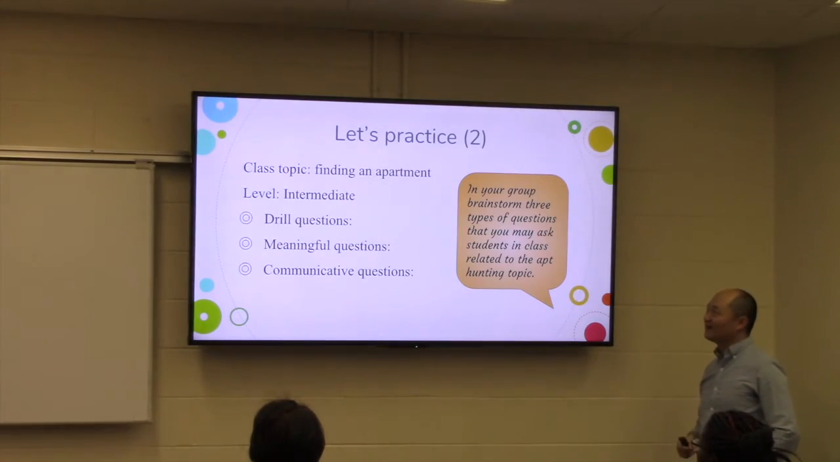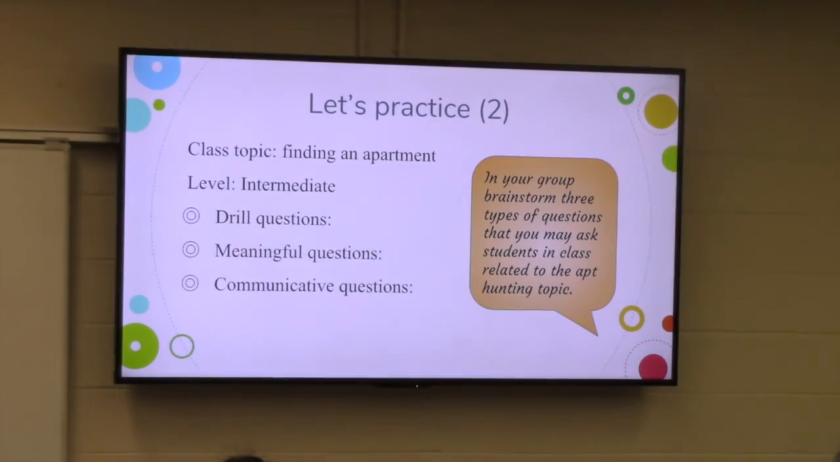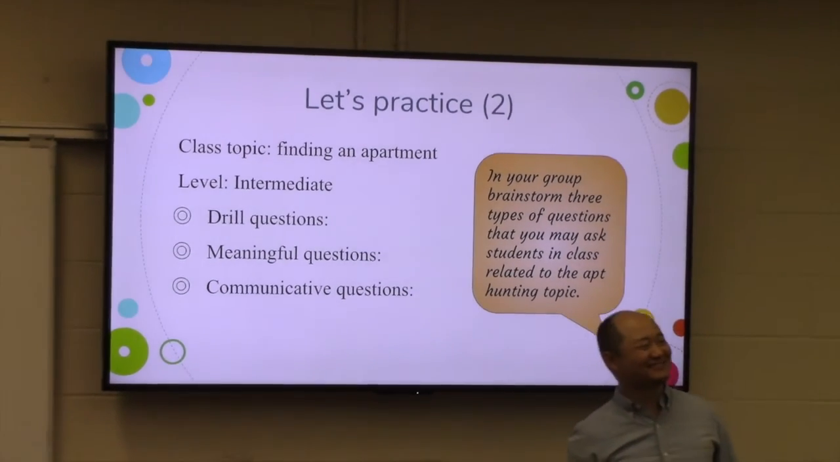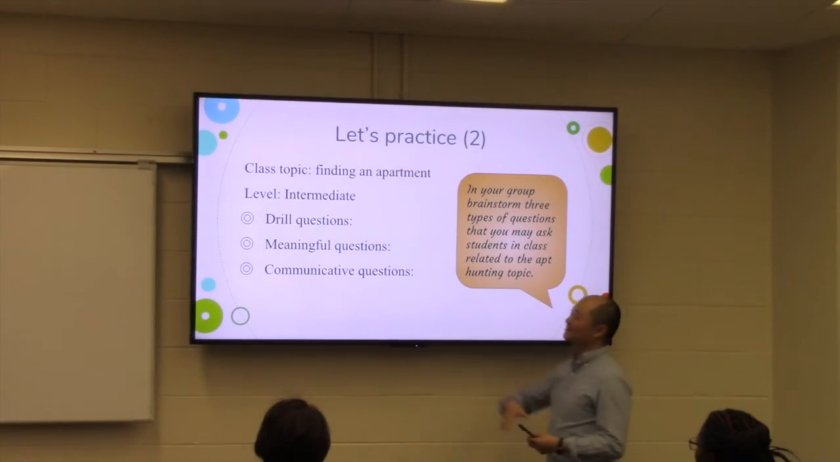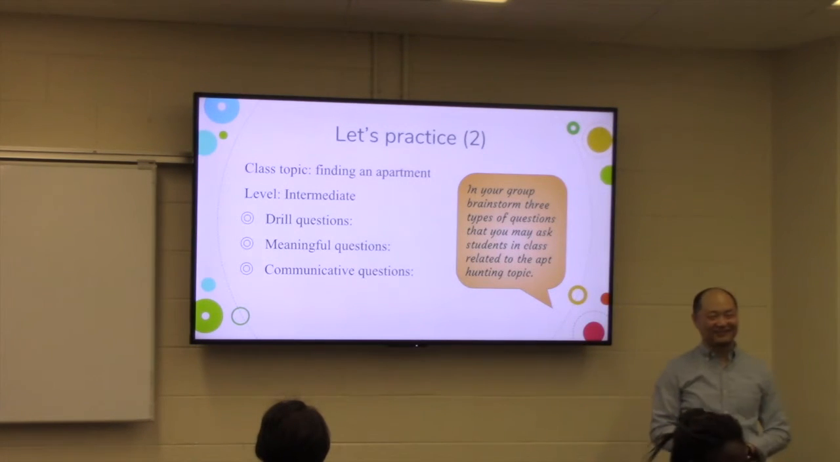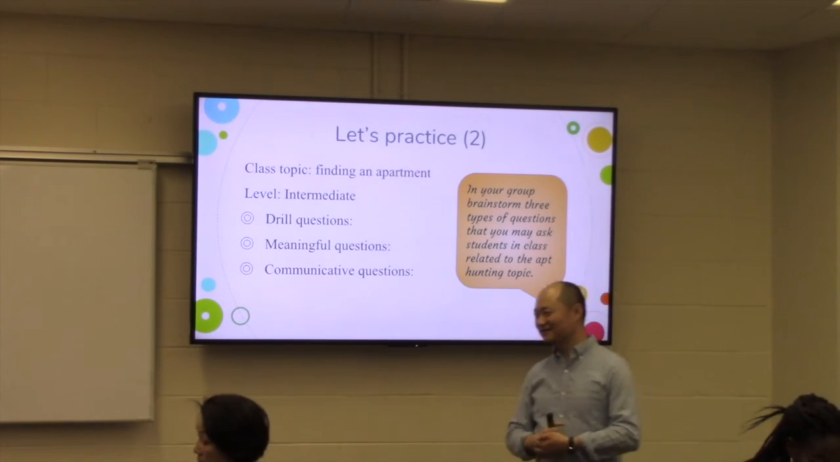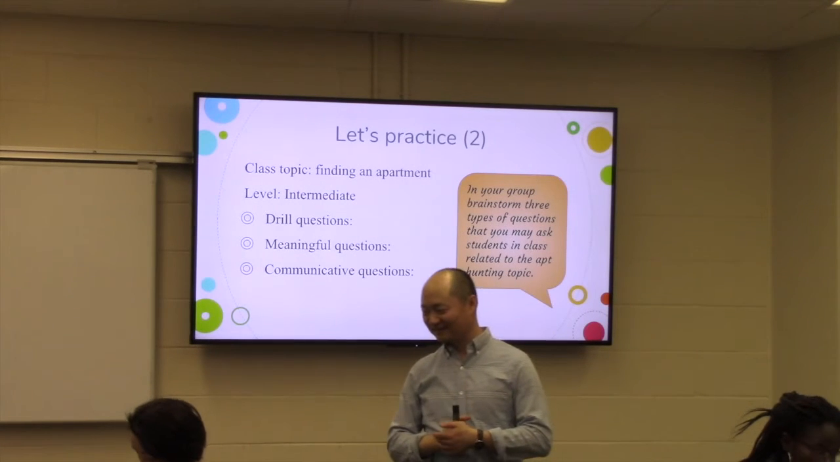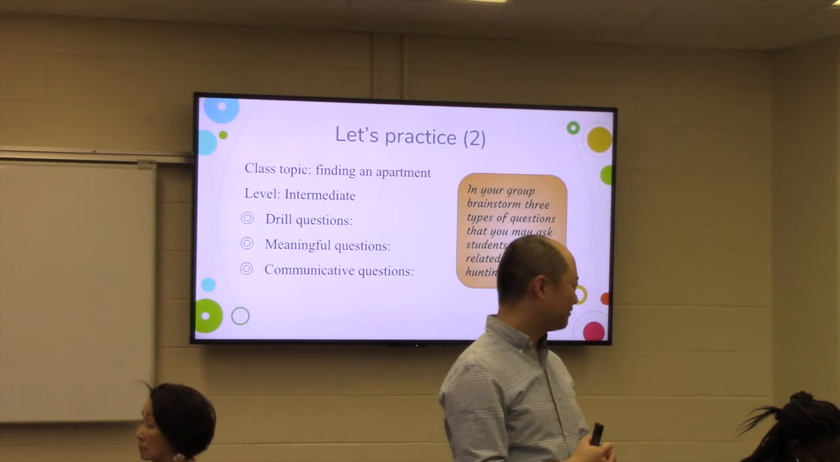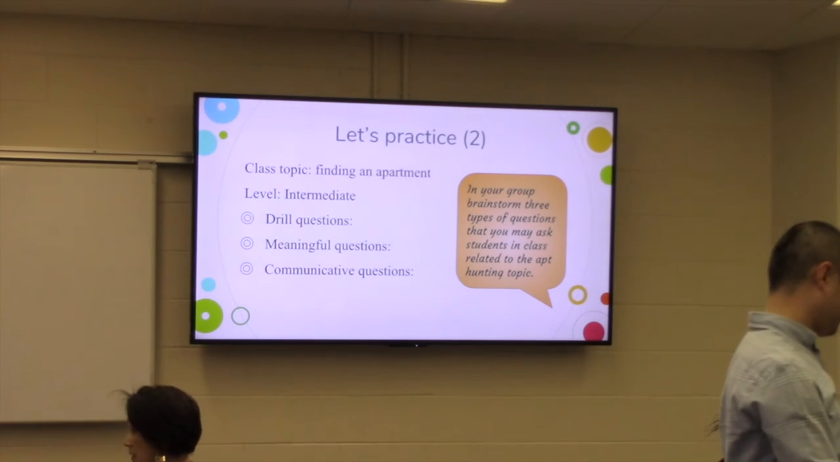How about we look at this topic? It's intermediate level, and the topic is finding an apartment. Again, we can think about these two categories. All right, I'll give you a few minutes. Maybe you can ask how much is the apartment? But like, if you've got the ad in your hand.